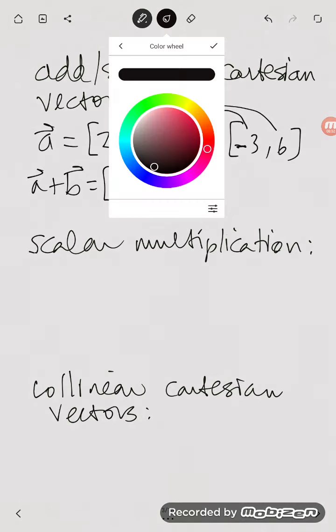Let me go back to a different color again. Little contrast here.